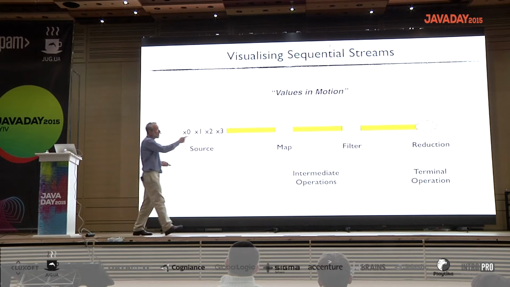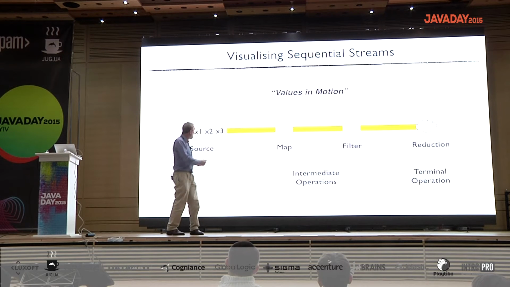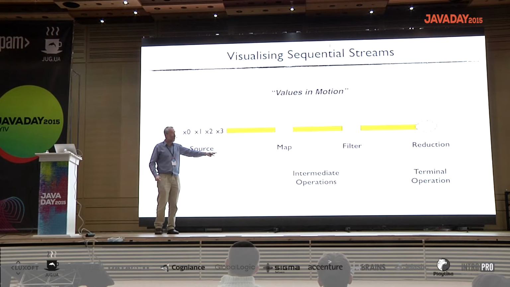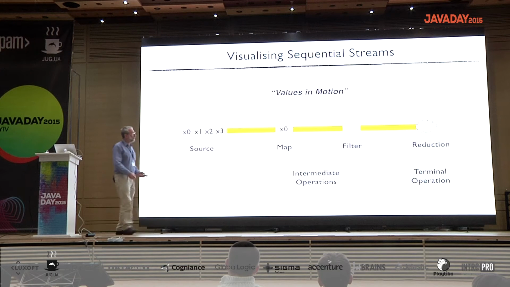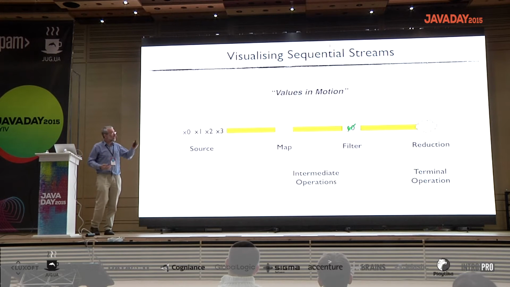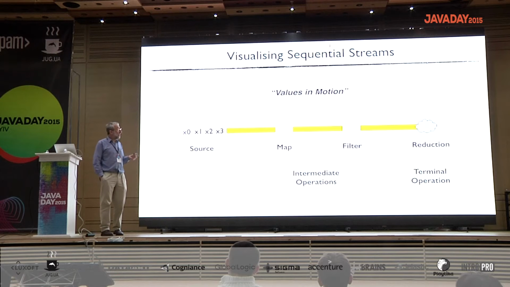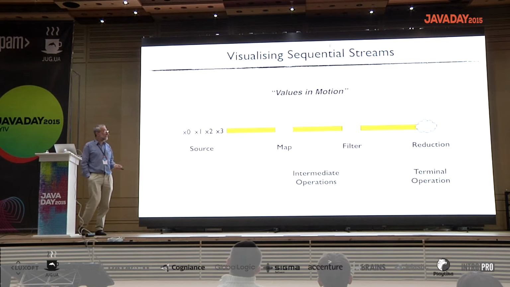It's only when you actually start the terminal operation that pulls values down the stream from the source through the intermediate operations. And my picture of what's happening here is, if you think of the x's and y's not so much as single values, but actually as sequences of values. So x0, in this case, was a single value. It got transformed to a y0. It passed the filter, and it passed through to the reduction. I'll talk a bit more about reductions in a minute. And here comes another one. This one also gets transformed, but it doesn't pass the filter, and so it doesn't get passed on, and so on.